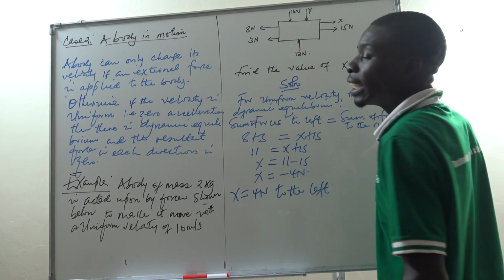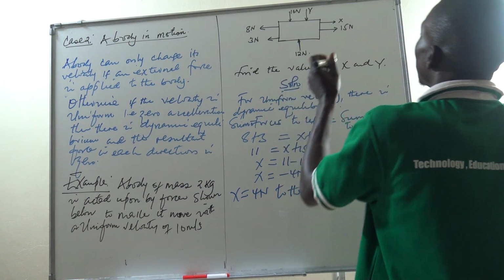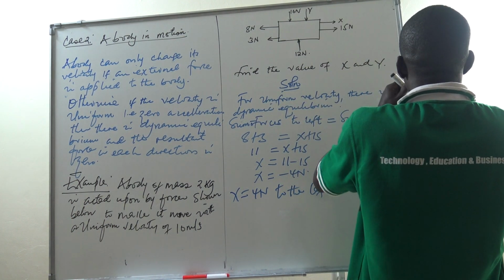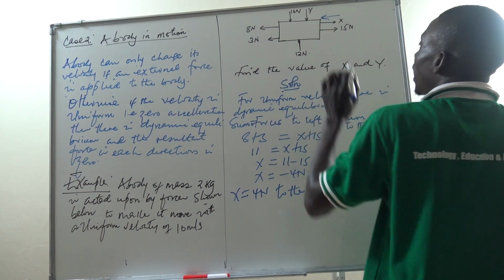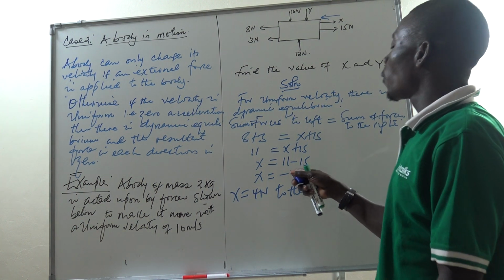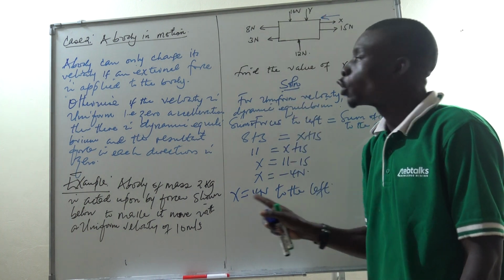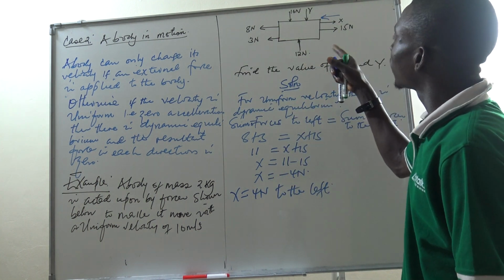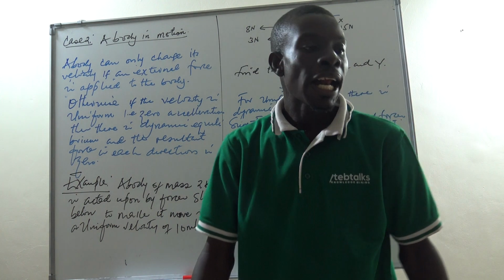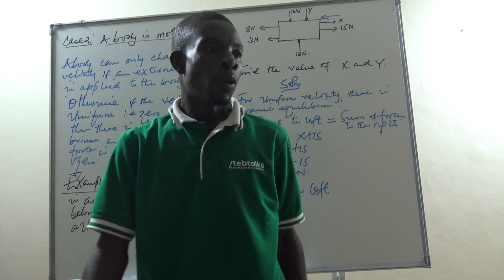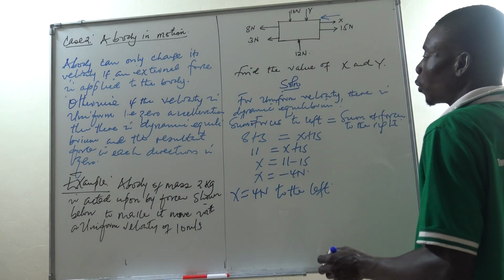The reason why we are getting negative is that it implies that for this body to be in equilibrium, x is not supposed to go in this direction. Instead, x should be in this other direction. And that is why we are getting it as a negative. So it is implying that x is supposed to be 4 Newton, but it should act in the direction to the left, if at all we are to have equilibrium.